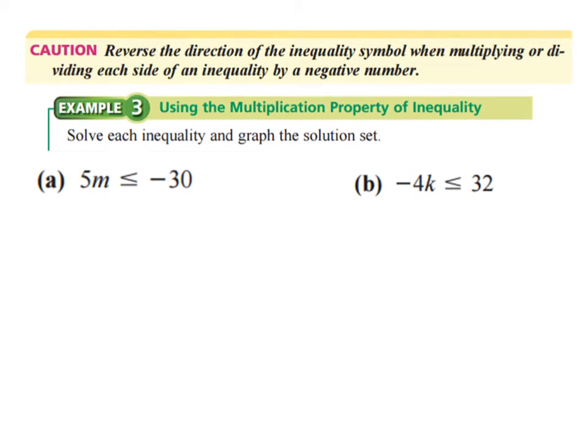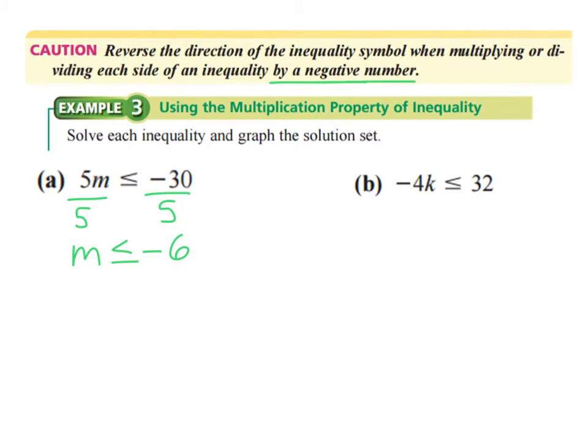One caution here: we have to remember to reverse the direction of the inequality symbol when multiplying or dividing each side of the inequality by a negative number. Solving these, not much choice here, we just divide by 5. I want to emphasize here, we're dividing a negative 30, but we're dividing by a positive 5. So m has to be less than or equal to negative 6. We do not flip the inequality there because we're dividing by a positive. The fact that it's a negative 30 doesn't have anything to do with flipping or not. The fact that it is a positive 5 means we do not flip.